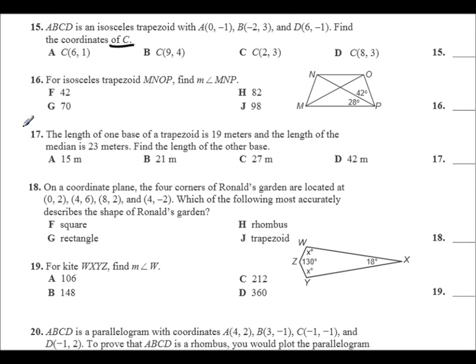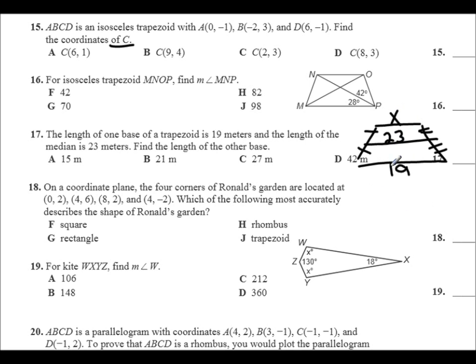Okay, number 17. The length of one base of a trapezoid is 19 meters and the length of the median is 23 meters. Find the length of the other base. So here's what we have here. We have a trapezoid with a median, so that means that this is the midpoint of this leg and this is the midpoint of this leg. One of the bases is 19 and the median is 23, and we want to look for the other base.